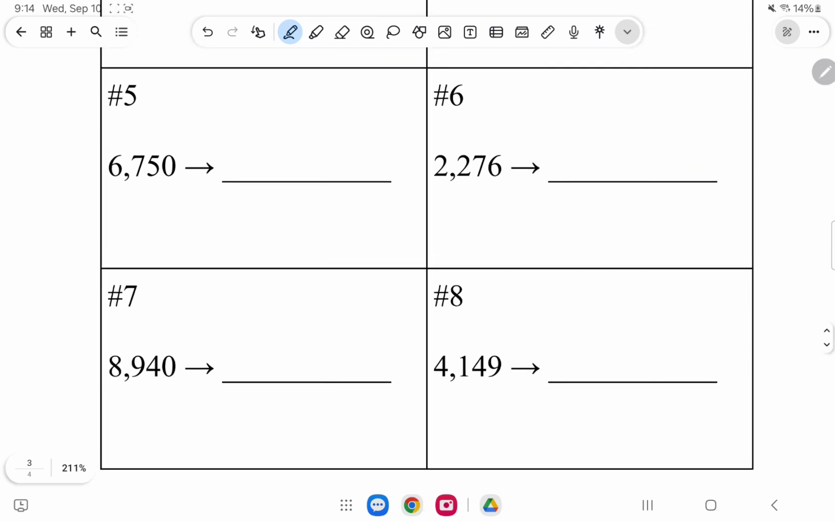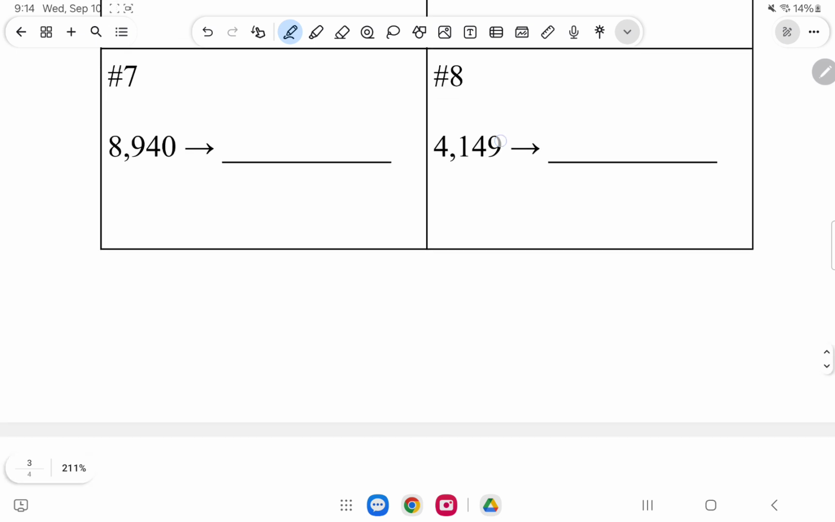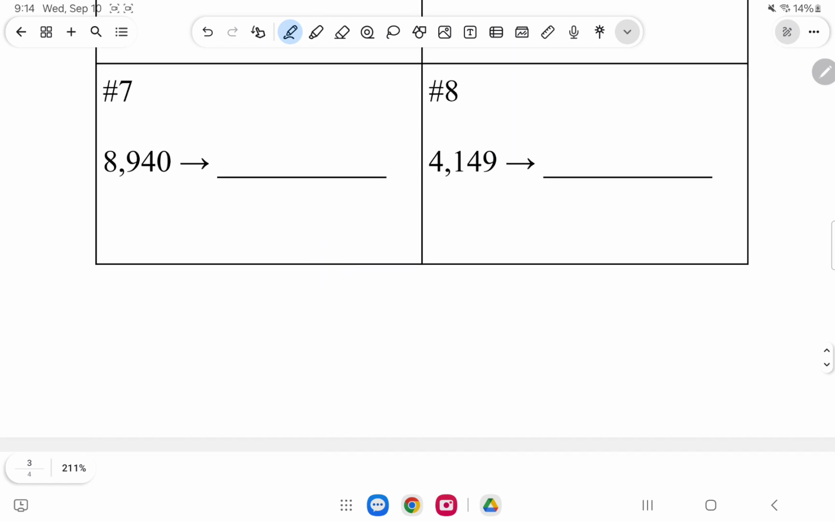Number 5, 6,750. 7 is greater than 5. So it's going to round up to 7,000. Number 6, 2,276. 2 is less than 5, so it's going to round down to 2,000. So 8,940. 9 is greater than 5, so 9,000. 4,149. The 1 is less than 5, so it's going to round down to 4,000.